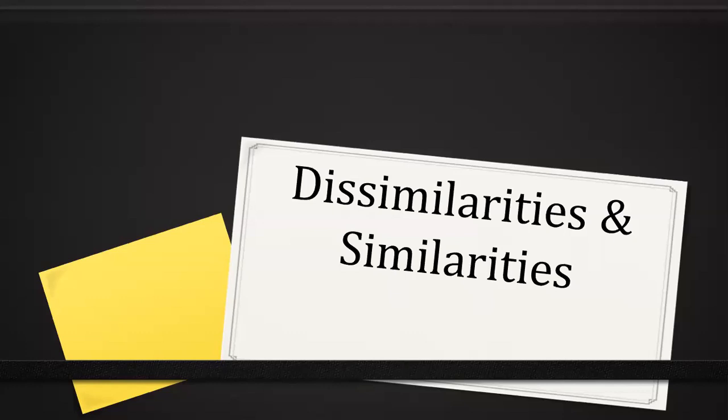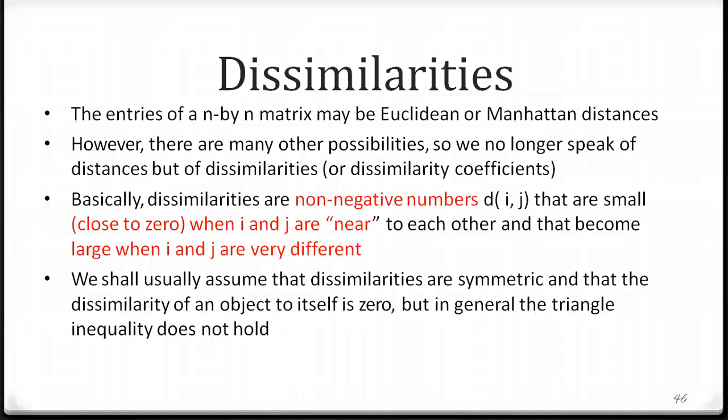Let's get into the topic dissimilarities and similarities now. Earlier we created an n by n matrix, the distance matrix, using our distances, either Euclidean distance or Manhattan distance. Now we are going to talk about other measures, which are based on dissimilarities.